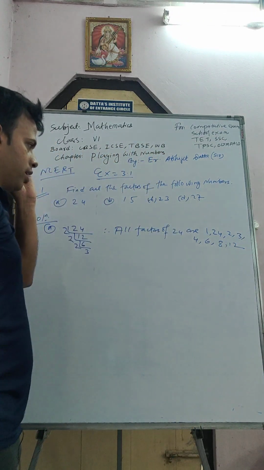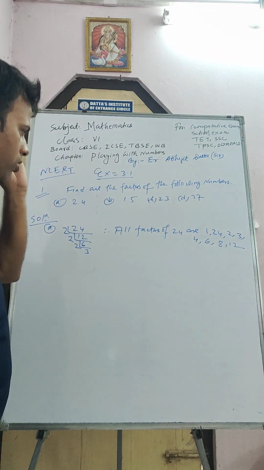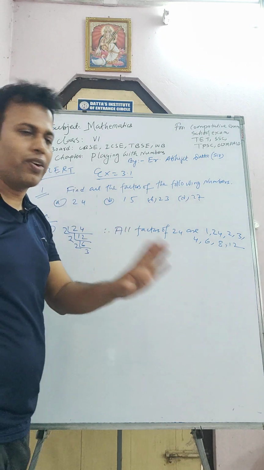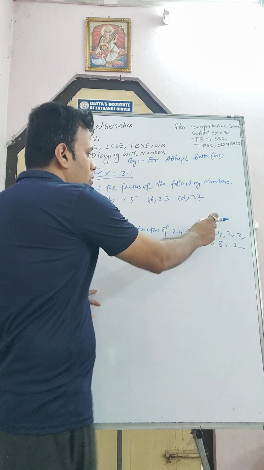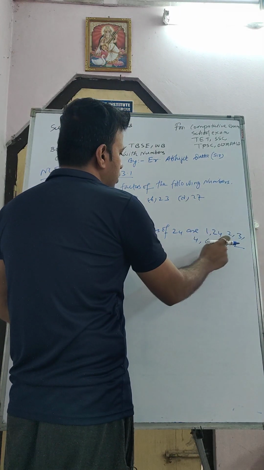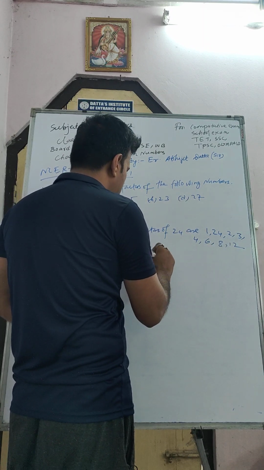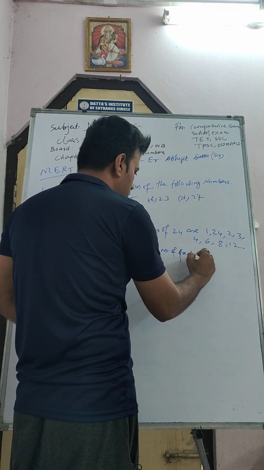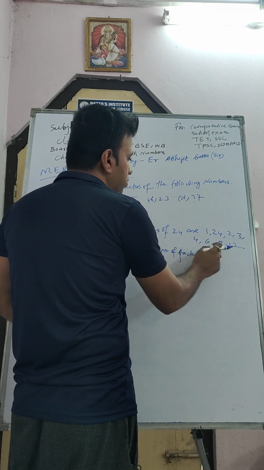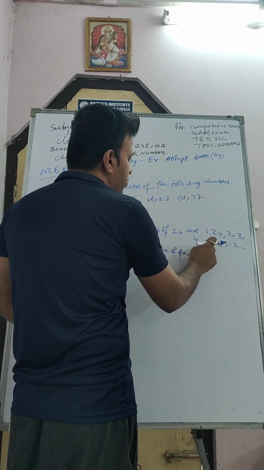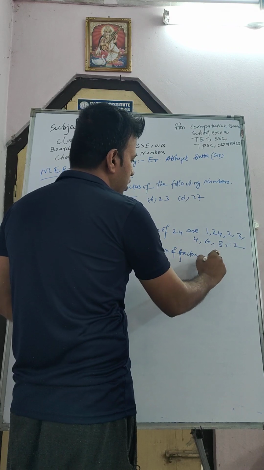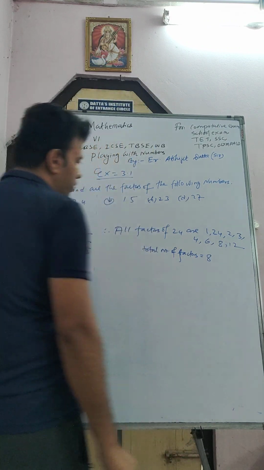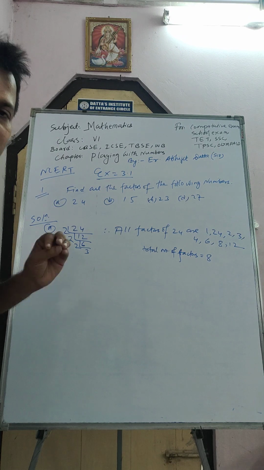So look here. All the factors of any number are finite. How many factors are there? 1, 2, 3, 4, 5, 6, 7, 8. The total number of factors here is 8, sorry, 8 factors are there. So factors are always finite.